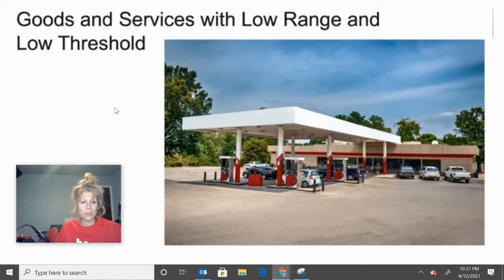Now let's talk about goods and services with low range and low threshold. So here, a typical convenience store. And back to my toothpaste, okay? I can get toothpaste probably in a very, very low range area, 5 minutes or less from my house or even work, right? And it's a low threshold. So things like toothpaste or say gas for my car, these are all low threshold goods, okay, with a low range.